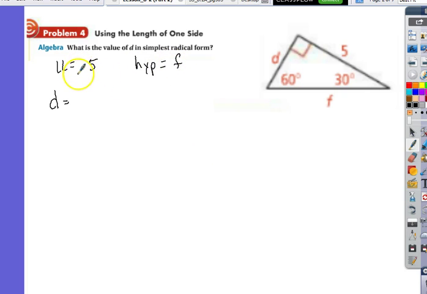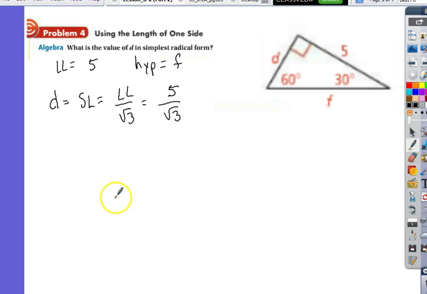So the longer leg, I've got that information. I can now find the shorter leg. So D is equal to the shorter leg, and the shorter leg is equal to the longer leg divided by the square root of 3. So in this case, the longer leg was 5 divided by square root 3.